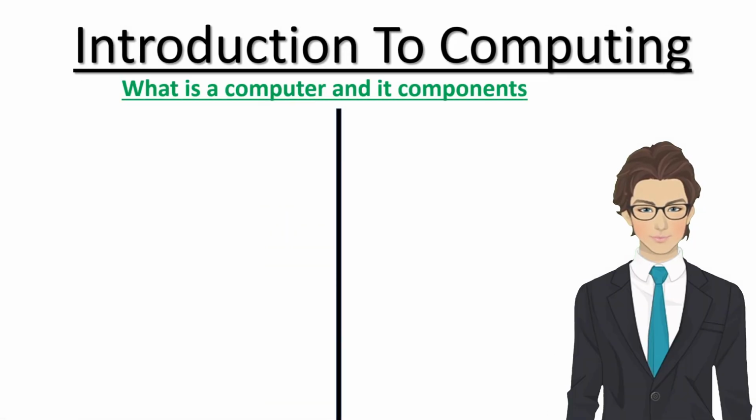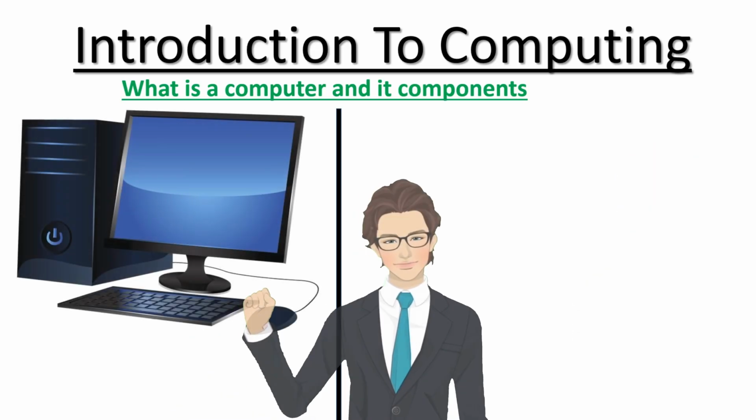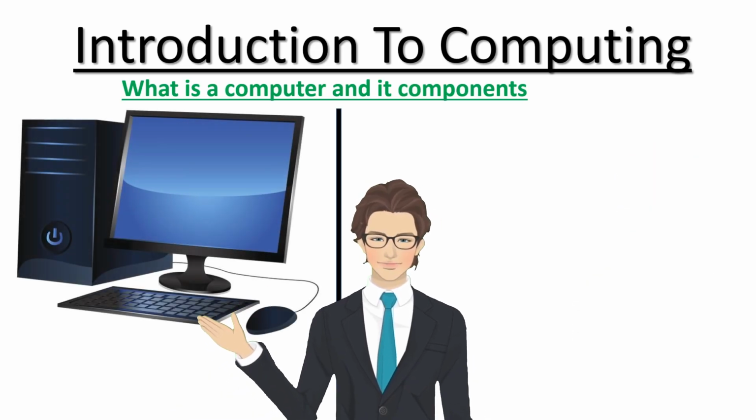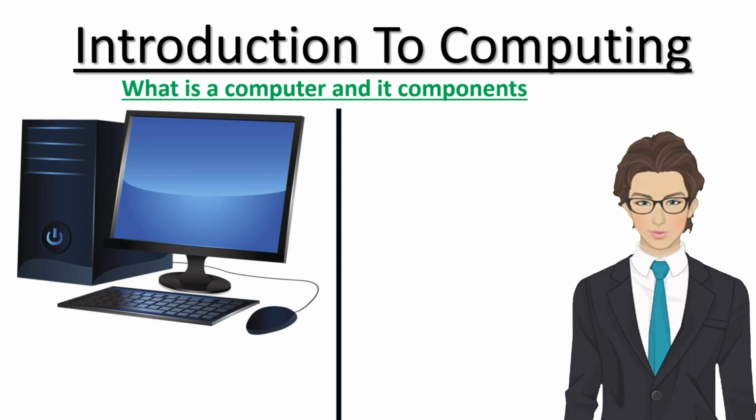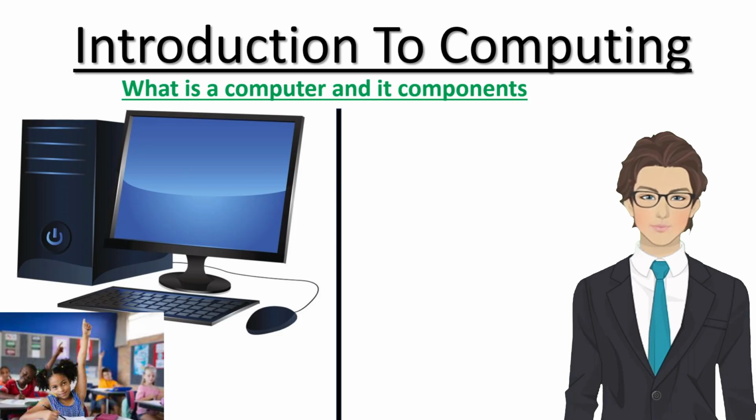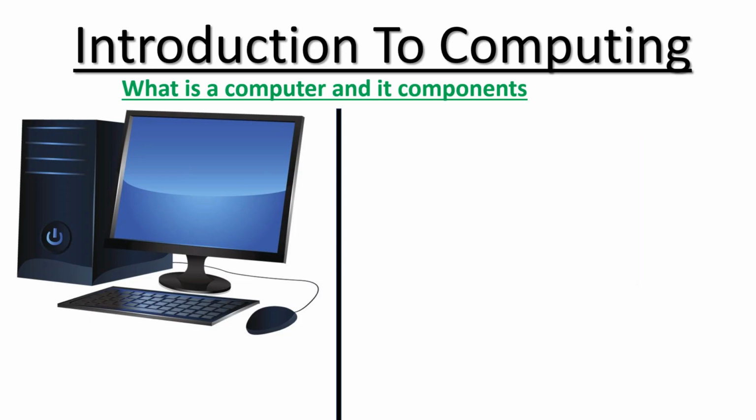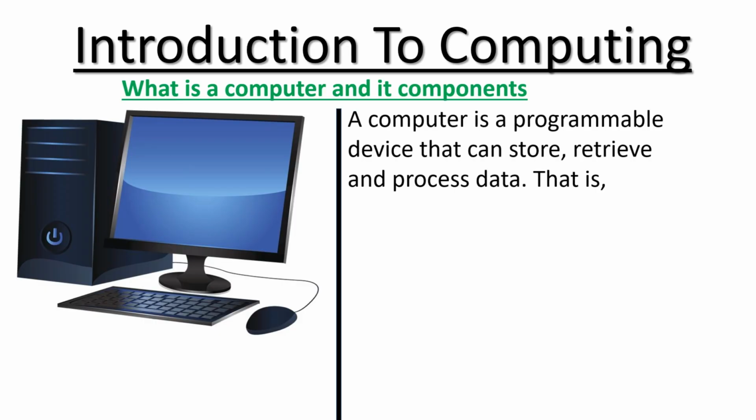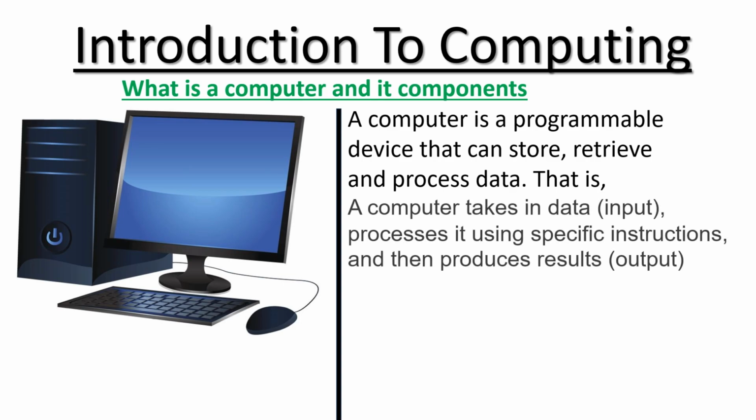Learners, let us look at the image on the screen. What do you think the definition of a computer will be? According to the image on the screen, I will define a computer as a programmable device that can store, retrieve, and process data. That is, a computer takes in data, processes it using specific instructions, and then produces results.